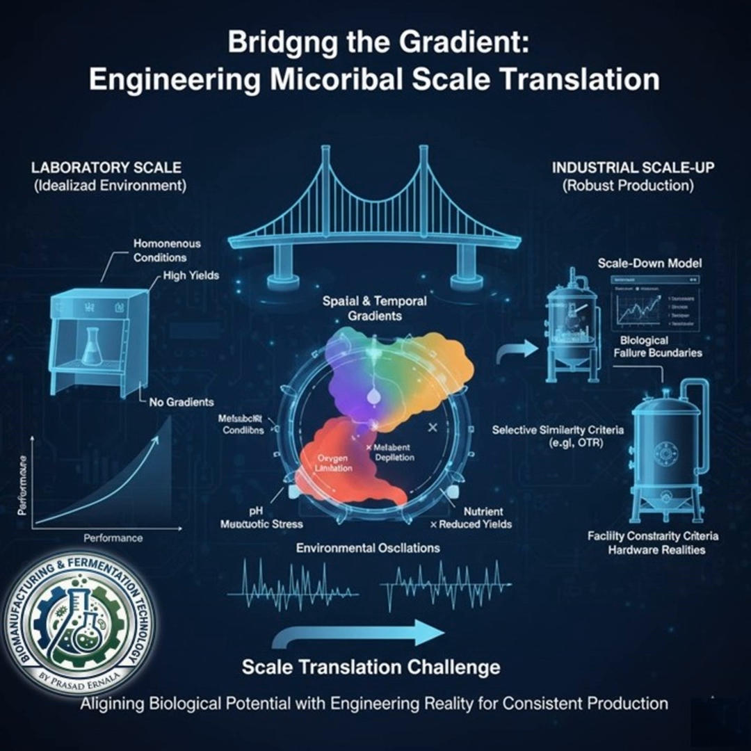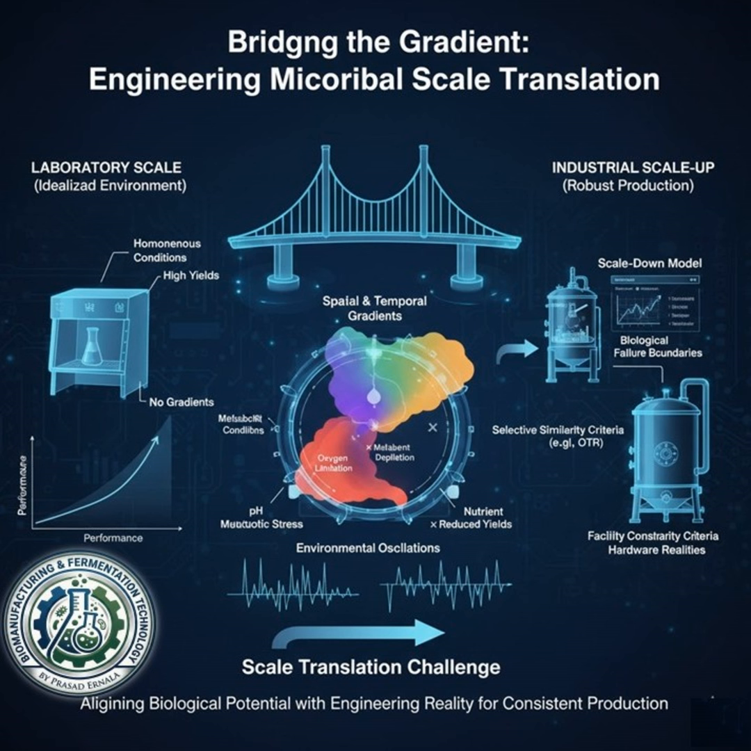The goal is just to preserve a few key engineering parameters. That's it. You'd aim for, say, a constant power per volume, or P over V, basically the amount of energy you're putting into the fluid. Or maybe a constant kLa, the oxygen mass transfer coefficient. Right. And the logic was, if you keep those averages constant, the biology should just follow along. But that assumption is fundamentally flawed at large scales.